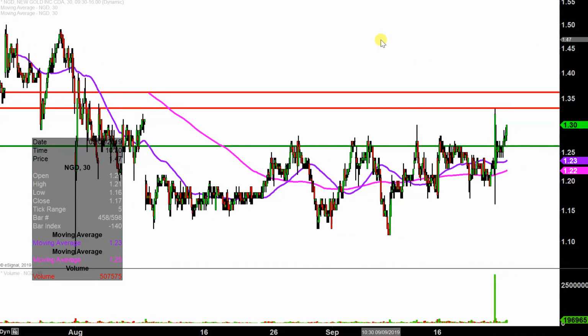But all in all, an interesting day today, especially with that volume spike. So let's see if this is the start of something bigger or not.